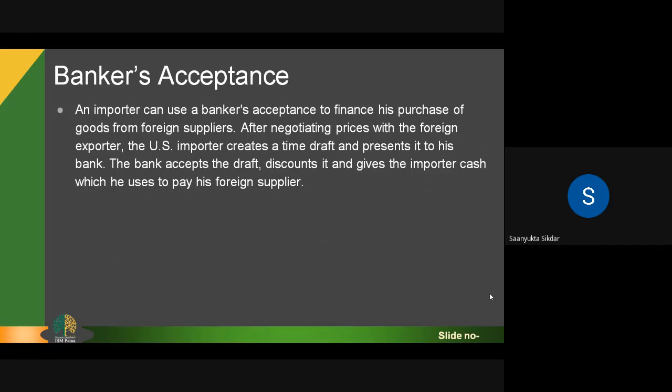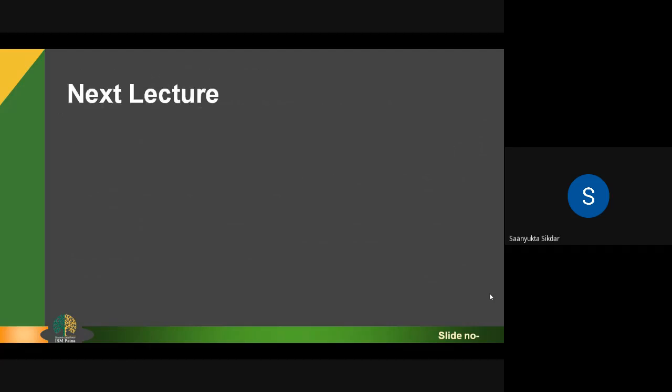An importer can use a banker's acceptance to finance his purchase of goods from foreign suppliers also. After negotiating prices with the foreign exporter, the US importer creates a time draft and presents it to his bank. The bank accepts the draft, discounts it, and gives the importer cash, which he uses to pay his foreign supplier. So this is the process that is usually followed in the banker's acceptance.